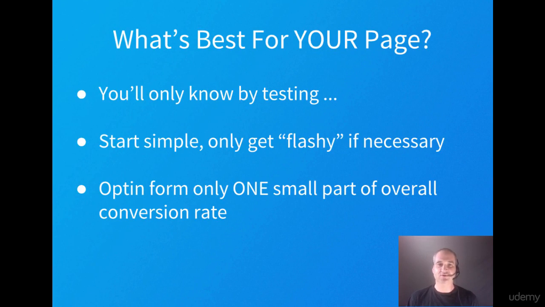This is one of the main elements to increasing conversions: to change headlines, to change different elements, to change your opt-in forms, as we're talking about now, to see how your opt-in conversion rate increases with changes. I always suggest starting simple and only getting flashy if necessary. Not to say that two-steps are really flashy, but sometimes animations and pop-ups get a bit more involved. So we want to start simple. And remember that this little box, as important as it is, is only one small part of your overall conversion rate.